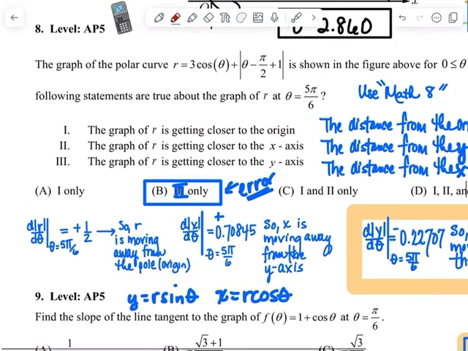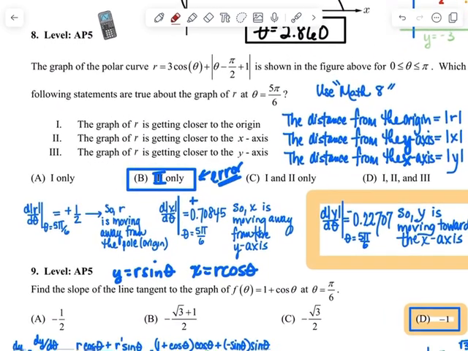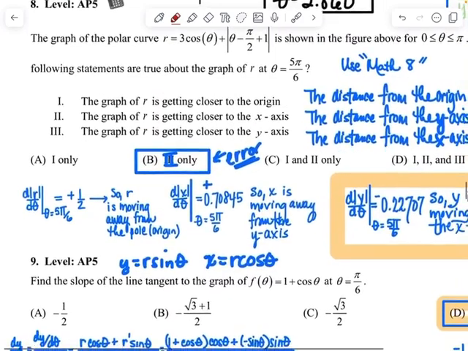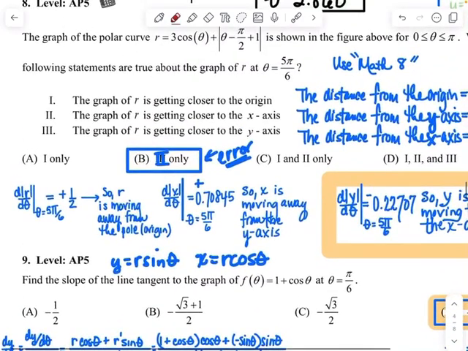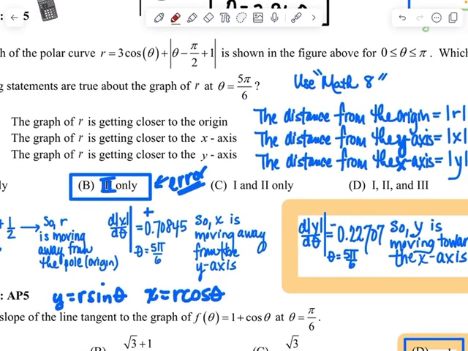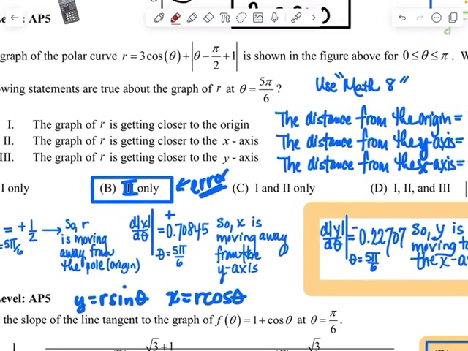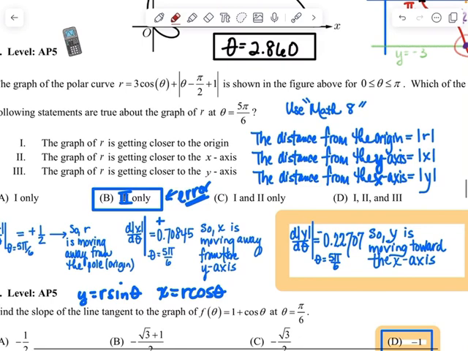So the graph of r is getting closer to the origin, right? So I need to know about dr d theta. Then the second one is the graph of r is getting closer to the x-axis. The first one, Roman numeral 1, is the distance from the origin. The second one, you're getting closer to the y-axis. Oh, wait a minute, hold on. I have these written above, and they don't correlate with what I have here.